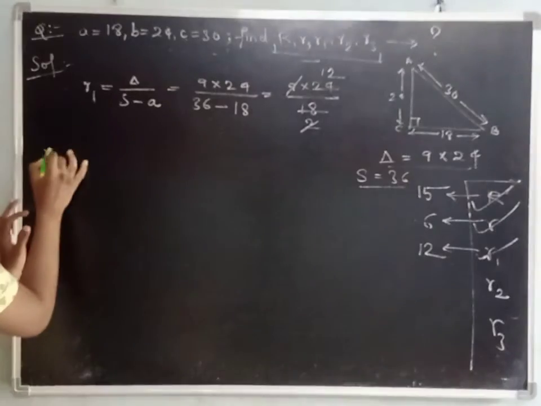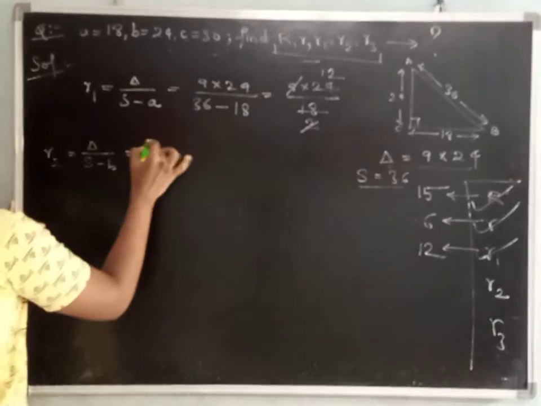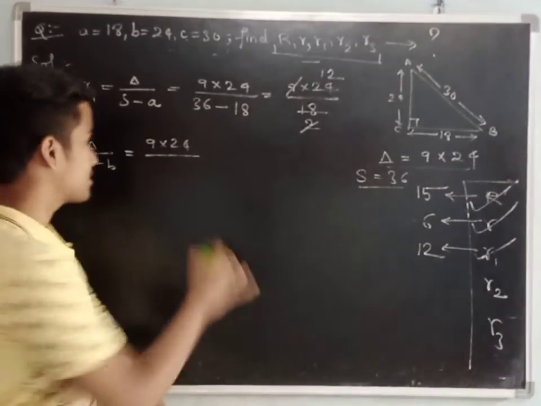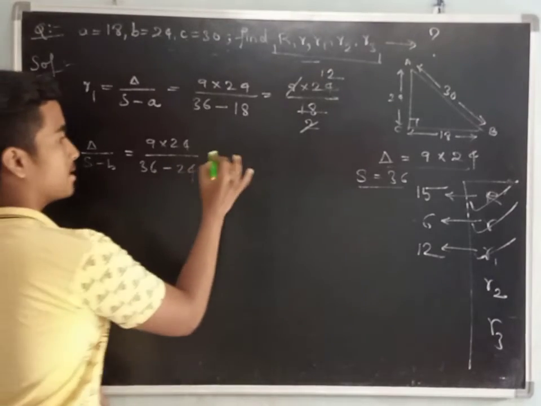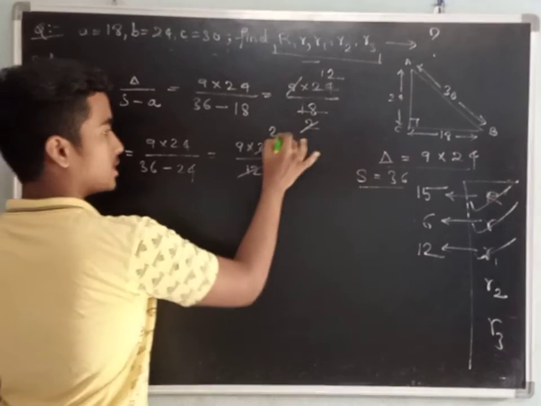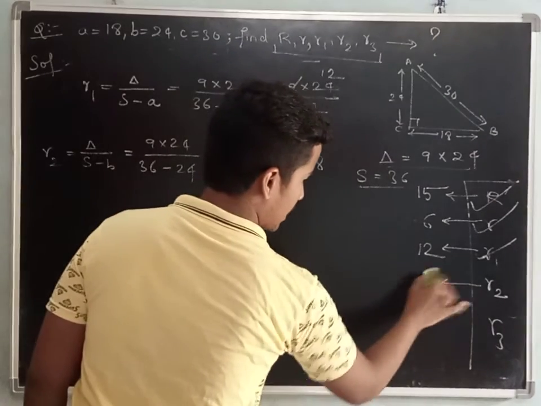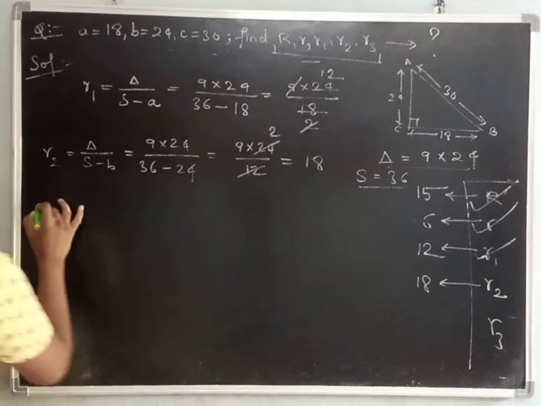Similarly, R2. R2 is equal to delta by S minus B. Delta is nothing but 9 into 24 by S. S is nothing but 36. 36 minus B. B is nothing but 24. Is equal to 9 into 24 by 12. 12 is equal to 80. So R2 is going to be 80. Okay. Similarly, R3.